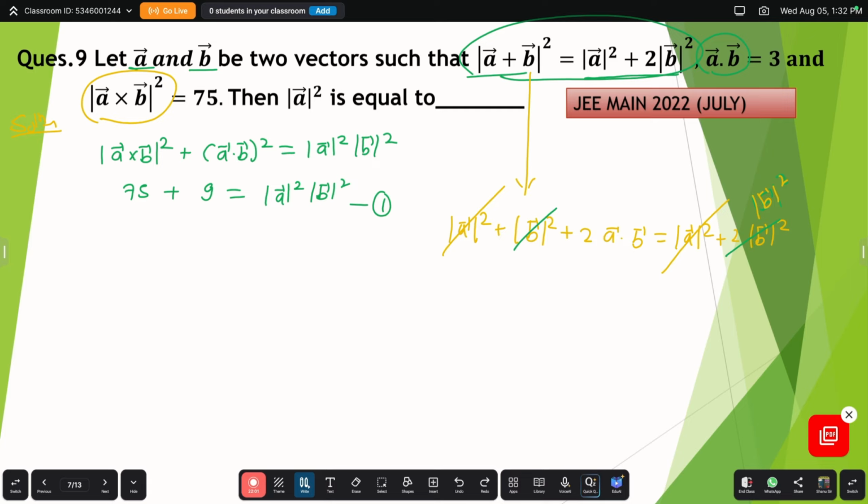And what is 2 A dot B? A dot B value is given as 3, 2 into 3, 6 mod B square. Okay, mod B square use here. 75 plus 9, 84 equals mod A square, and mod B square we got 6, cancel 6, 14. So mod A square is 14. 14 is the right answer.